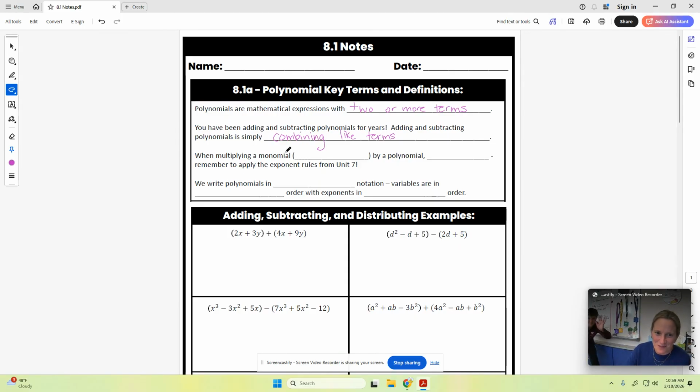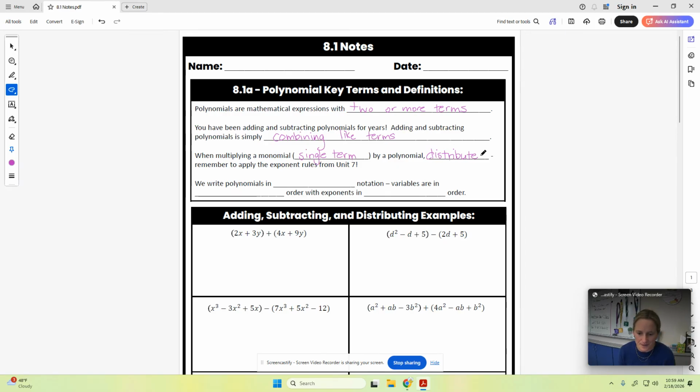When you are multiplying a monomial, which is a single term, by a polynomial, you're just distributing. And when we're doing this distribution, you're going to need to remember your exponent rules from Unit 7. So if we're multiplying two things that have the same base, we're going to be adding those exponents. So we're really starting to put a lot of different pieces of things that we've worked on in the past all together here.